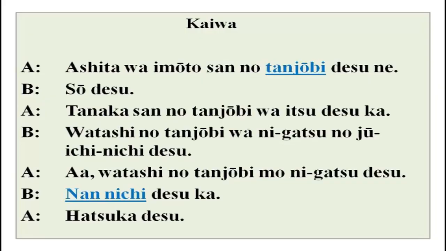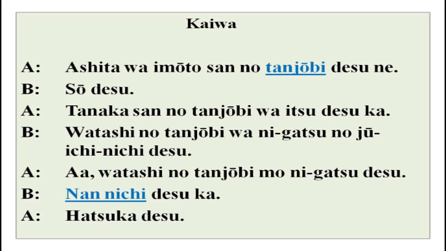Ashita wa imoto-san no tanjoubi desu ne? So desu. Tanaka-san no tanjoubi wa itsu desu ka? Watashi no tanjoubi wa 2gatsu no 11 nichi desu. Ah, watashi no tanjoubi mo 2gatsu desu. Nan nichi desu ka? 20ka desu.